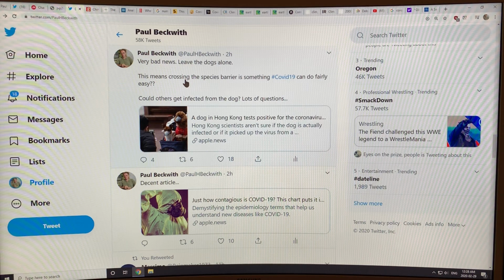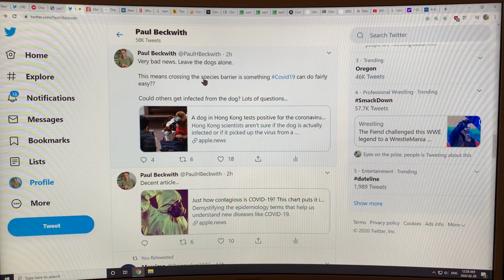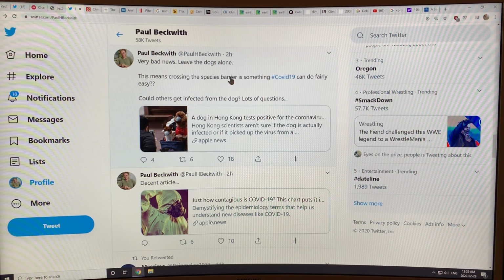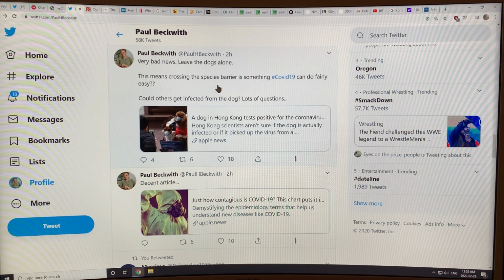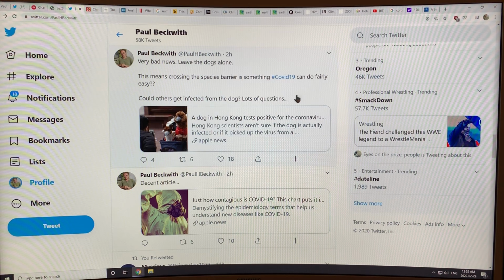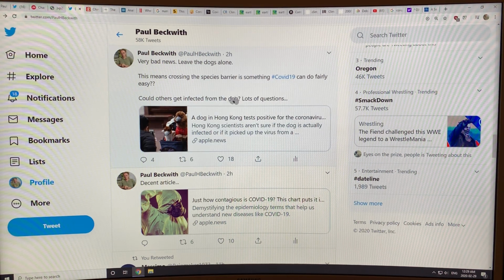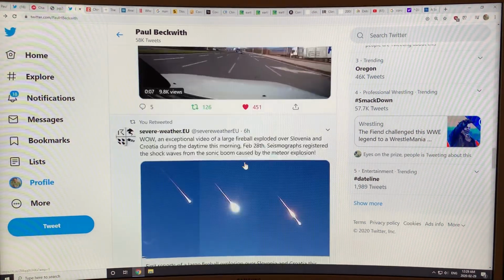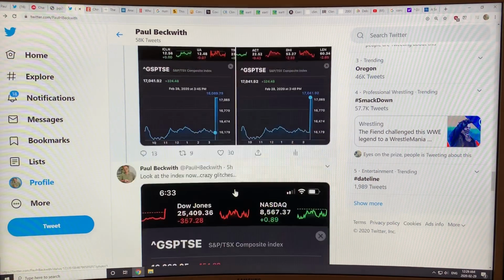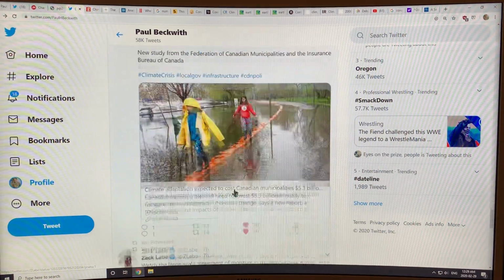But if the dog is a carrier, can it spread the disease, infect people? Does this mean that the coronavirus is crossing the species barrier? It went from the wild animals or bat to perhaps a mammal to perhaps to humans, and if it can go back to dogs and then go back to humans. I mean, there's lots of questions. This is very important to figure out what's going on with that dog. So I've been sharing lots of different articles and so on about it.